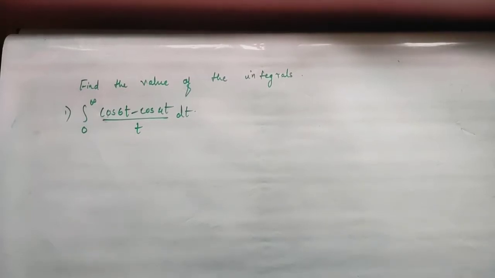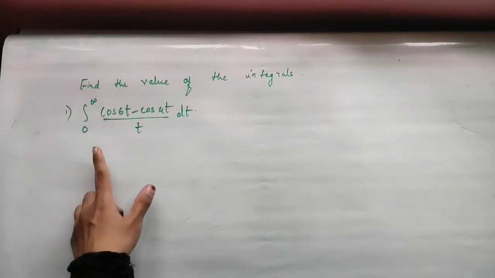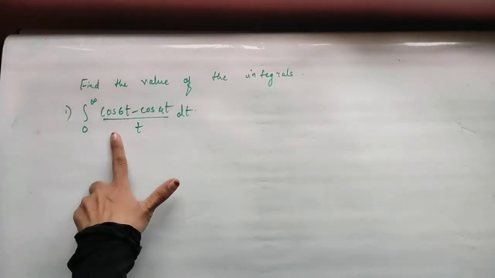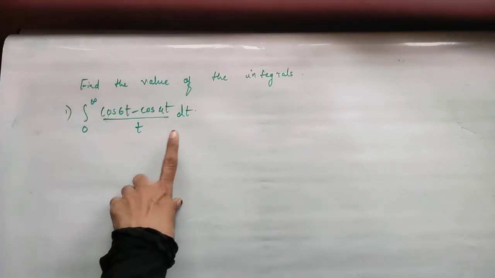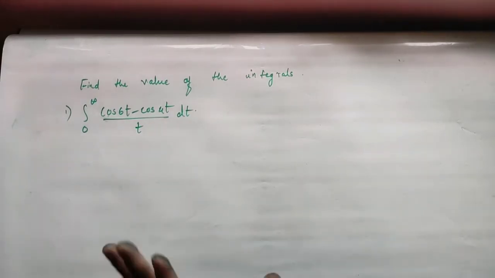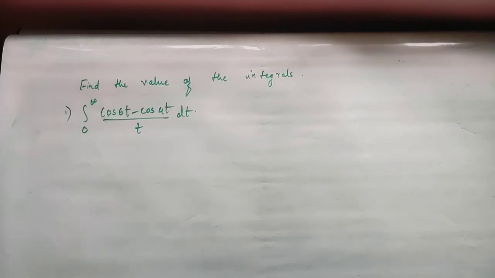Hello students, welcome back to this new session on mathematics, continuing on properties of Laplace transform. Here you need to find the value of the integral from 0 to infinity of (cos 6t minus cos 4t) divided by t dt.